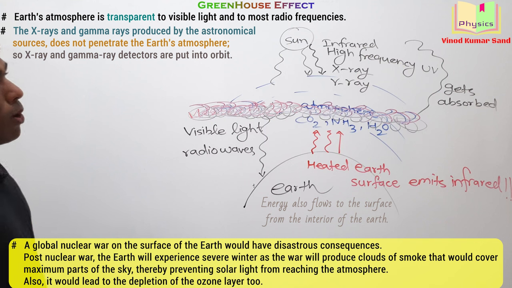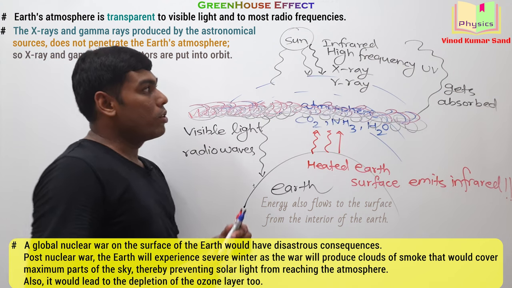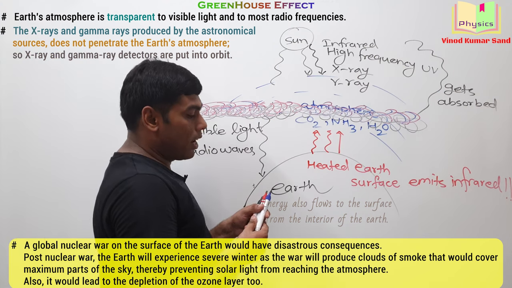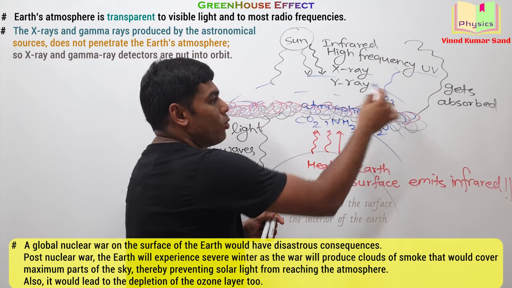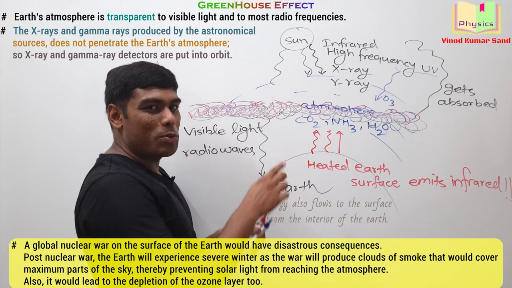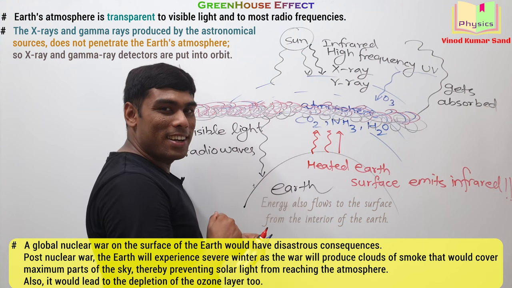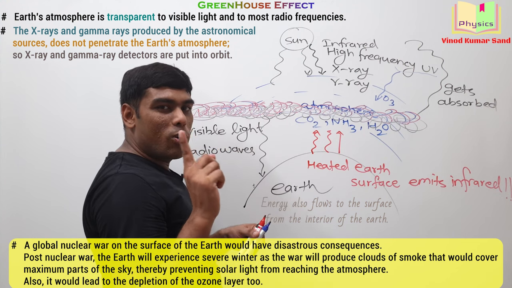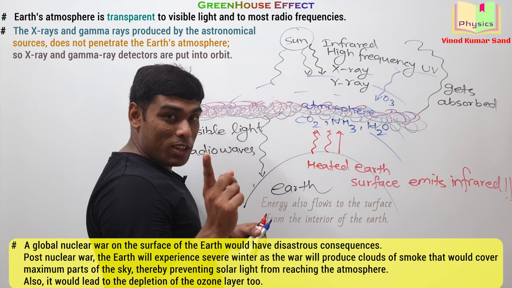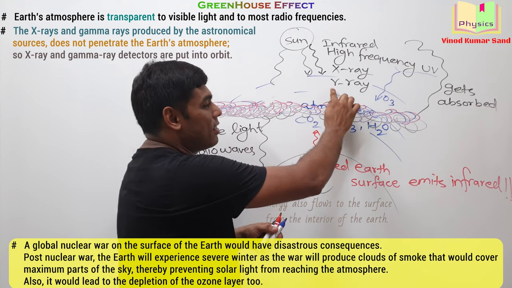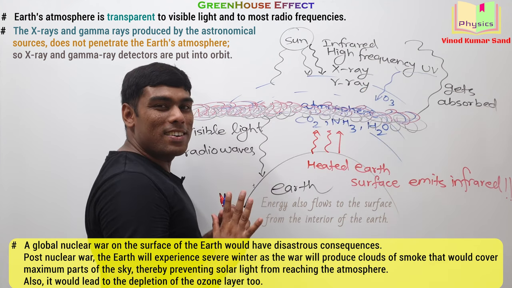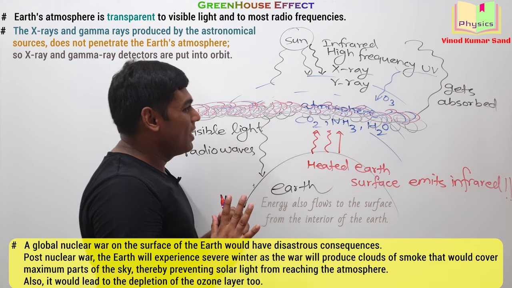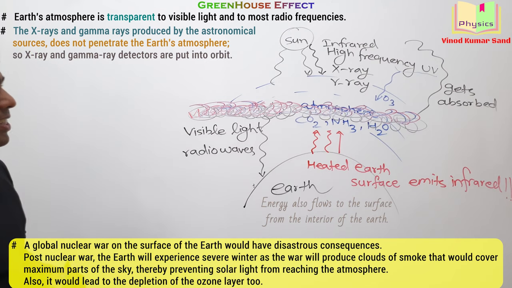And another important thing. If the high frequency ultraviolet is not absorbed by the ozone present in the atmosphere, what will happen to the people living here? High frequency UV causes skin cancer. So it's good for us. There is an ozone layer in the atmosphere which absorbs the ultraviolet. Okay. You may note down all this information.